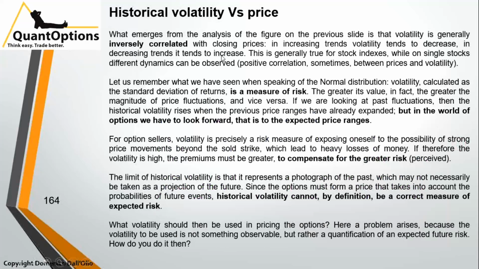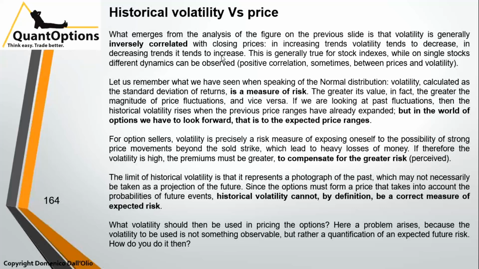What emerges from the analysis of the figure on the previous slide is that volatility is generally inversely correlated with closing prices. In increasing trends, volatility tends to decrease. In decreasing trends, it tends to increase. This is generally true for stock indexes, while on single stocks, different dynamics can be observed, sometimes positive correlation between prices and volatility.